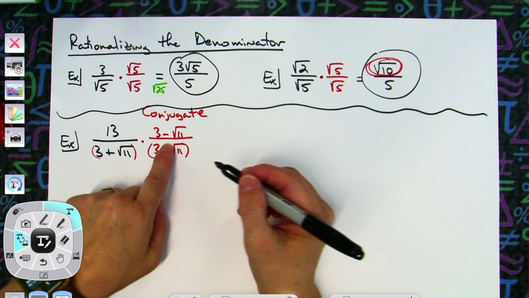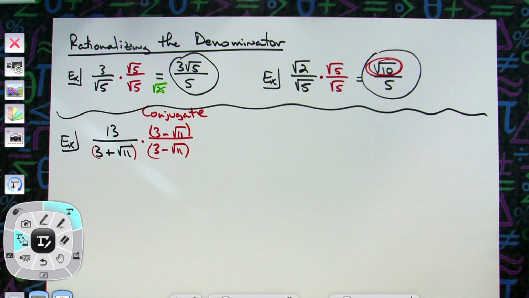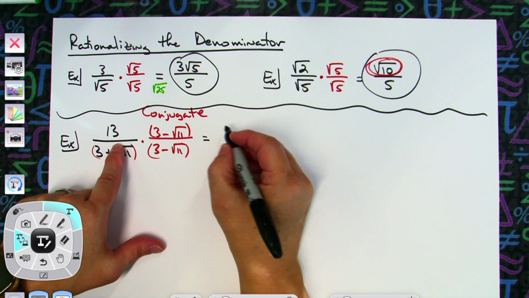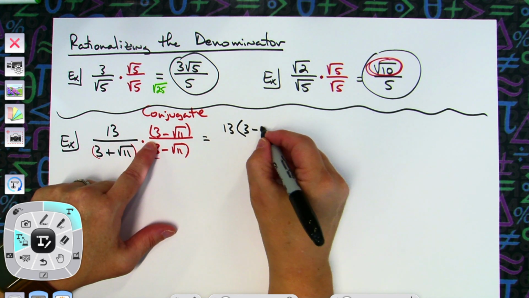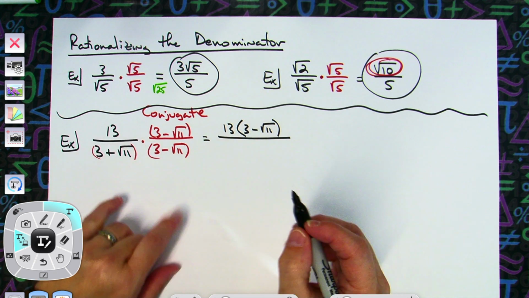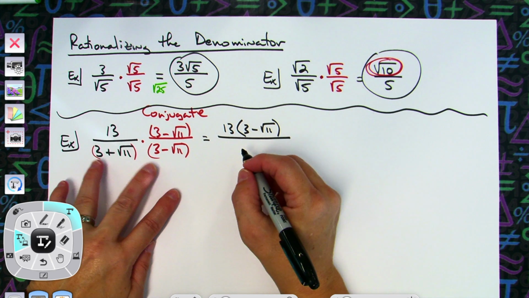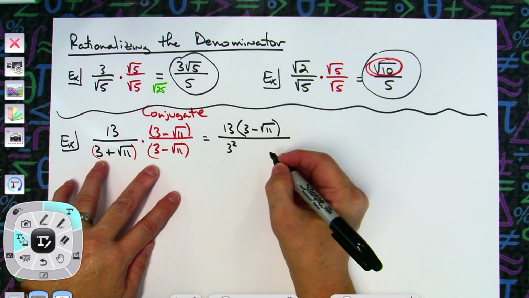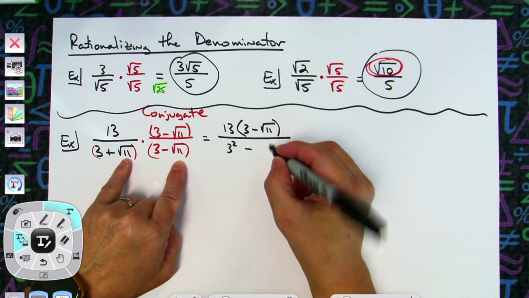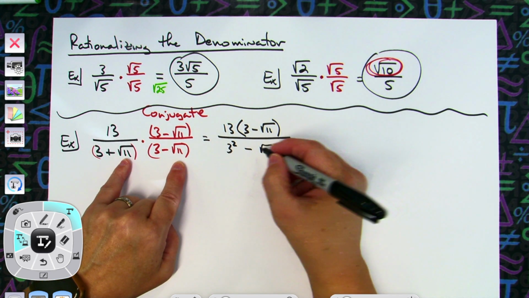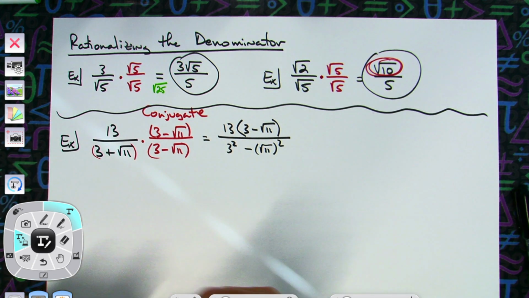All right, now you've got to remember that this is treated as a binomial. So I'm going to actually put an extra step in here. On the top, I've got a 13 times the binomial 3 minus square root of 11. On the bottom, since I know that this is the factored form of the difference of two squares, I can take the first one and square it. I can automatically put the minus sign down because it's the difference of two squares. I can take the second term, which is square root of 11, and square it. Okay, so let's write down difference of two squares right there.